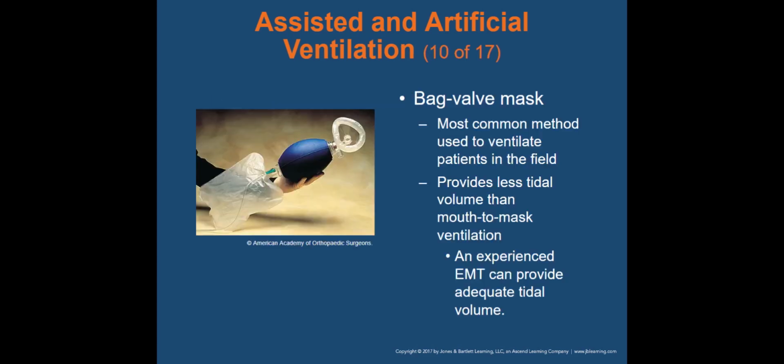The most common method used to ventilate patients in the field is the BVM, the bag valve mask. With an oxygen flow rate of 15 liters per minute, often set at 25 liters per minute, a BVM can deliver nearly 100% oxygen. It can deliver only as much volume as you can squeeze by hand. The goal is not to squeeze the entire bladder. The goal is to give one very strong squeeze on the bladder of the BVM. It does provide less tidal volume than mouth-to-mask ventilation, but it delivers a much higher concentration of oxygen. So an experienced EMT can provide adequate tidal volume.